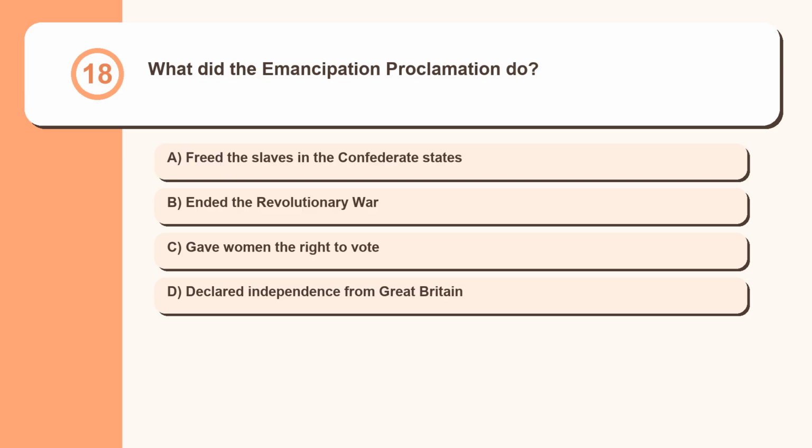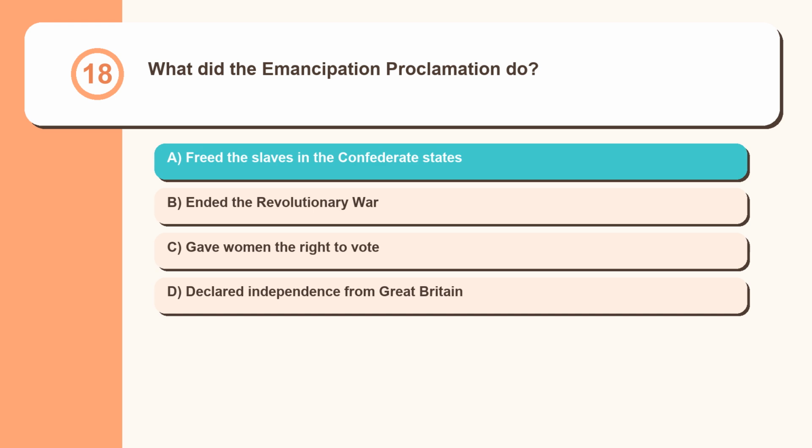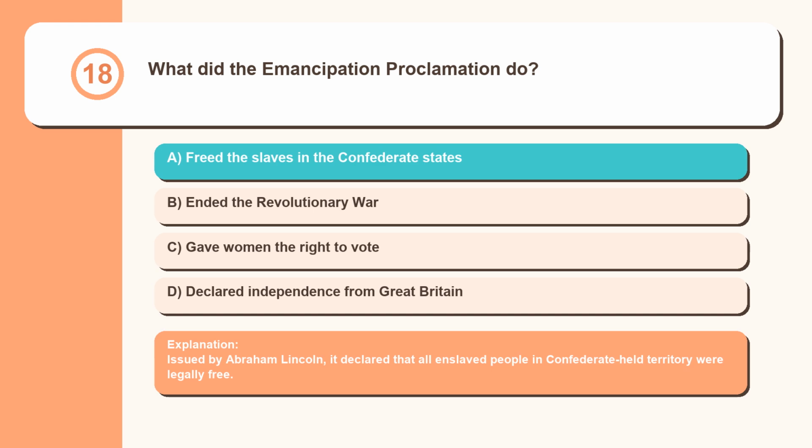Question 18. What did the Emancipation Proclamation do? Freed the slaves in the Confederate States, ended the Revolutionary War, gave women the right to vote, declared independence from Great Britain. Issued by Abraham Lincoln, it declared that all enslaved people in Confederate-held territory were legally free.